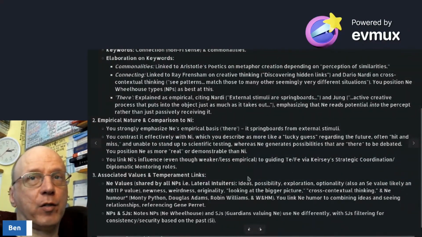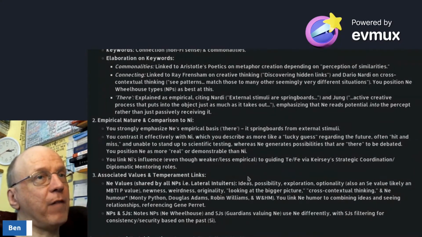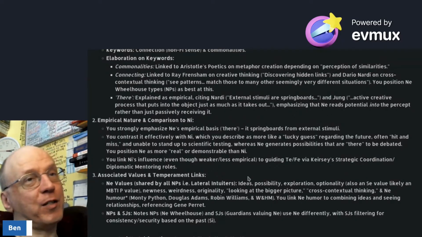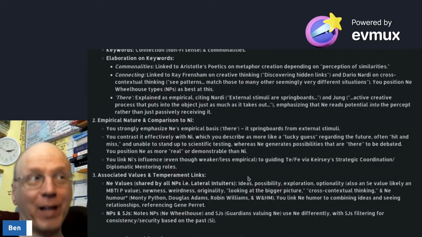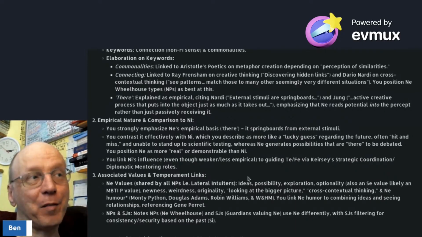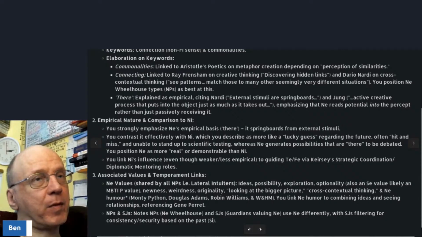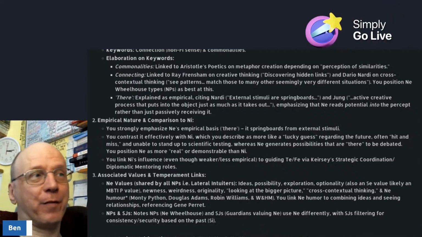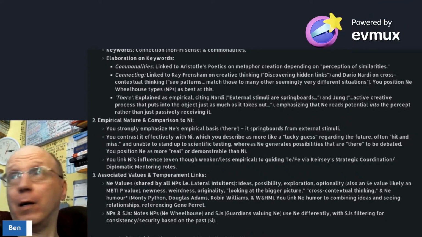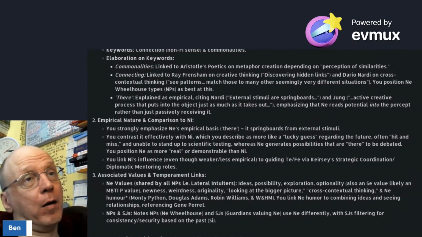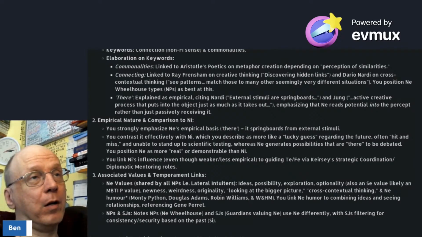Active creative process that puts into the object just as much as it takes out. Emphasize Ne reads potential into the percept. Yes, percept, not necessarily an object. Because if you hear something, that's not an object, but it is a percept. Objects have to be physical. After all, sound is a wave through a gas, liquid, or solid. A vibration.